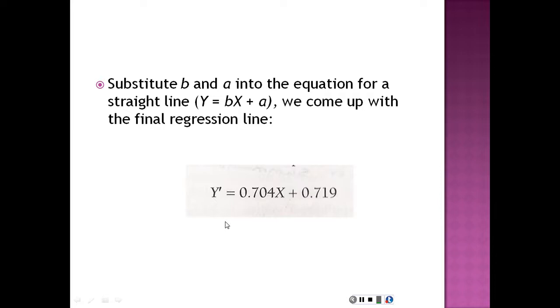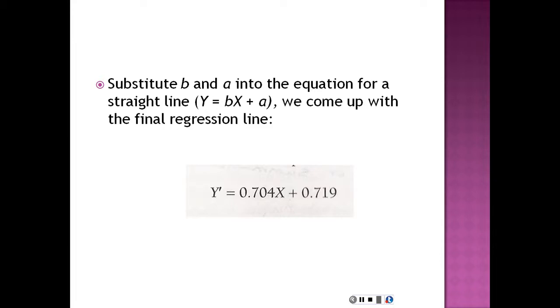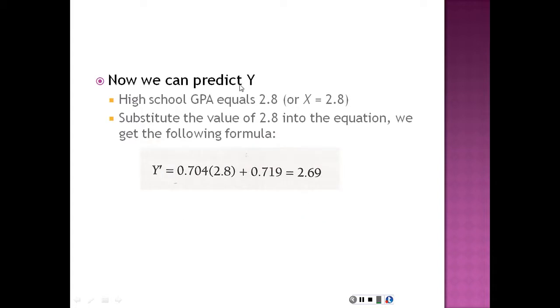So now, if we go back and substitute b and a into our equation for a straight line, we would come up with the final regression line of y dash equals 0.704x plus 0.719. Based on this, we can use it to predict y.